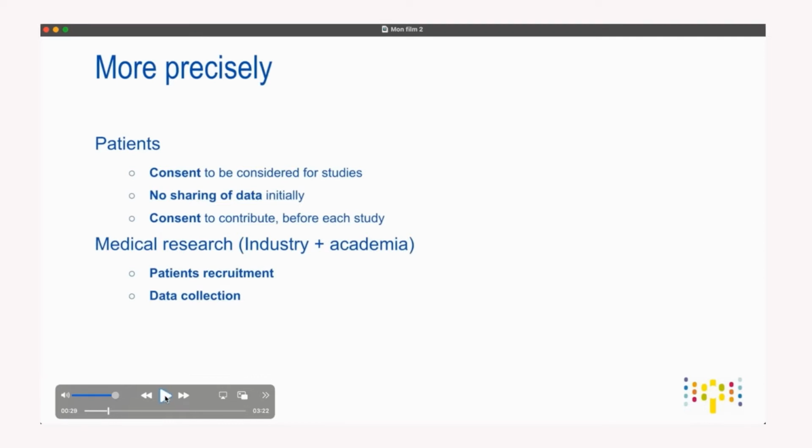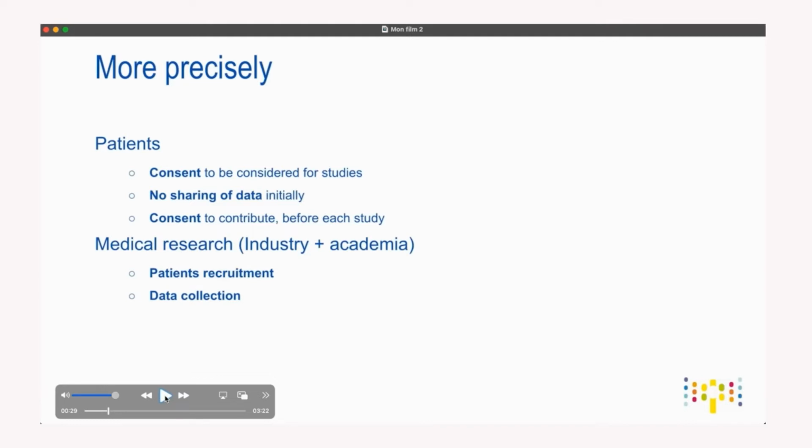More precisely, for patients, what we impose, if you want, is that there is a consent for all studies. We do that in two parts. The first part is simply a consent to be considered to be included in studies. So in this first phase, there is zero sharing of data by patients. They only consent that their data can be evaluated for potential study. And this is done on their smartphone. So no data is leaving their smartphone.